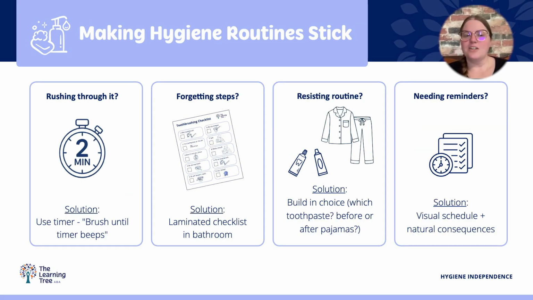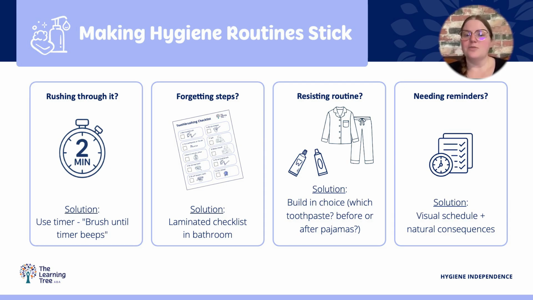These are some other strategies to help make those hygiene routines stick. If you find that your child is really rushing through the 2 minutes, we can use that timer, especially a visual timer that they can see. We're going to brush until the timer beeps. If we are forgetting steps, we can use our laminated checklist in the bathroom. And this also involves adult supervision coming through and checking each step as they go through.